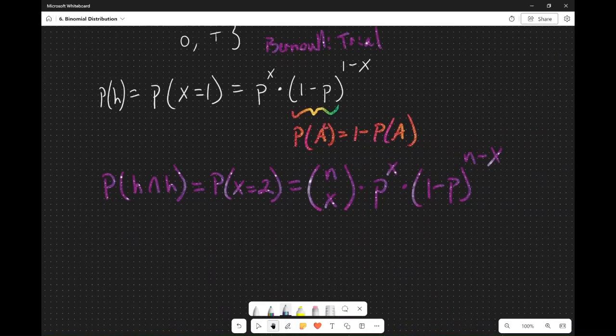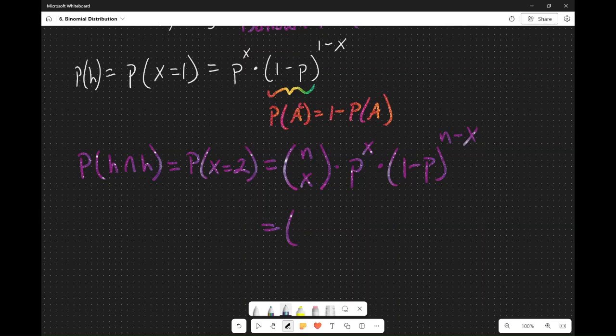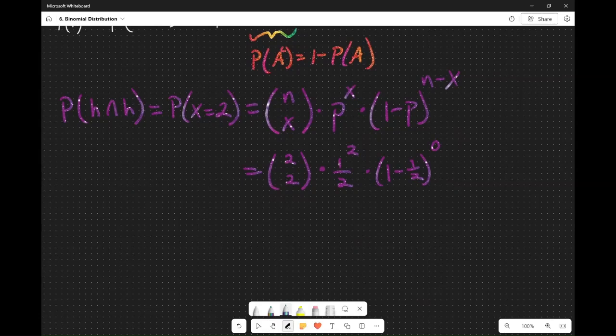And so what's happening here, I'm going to write this out, is this is going to be equal to 2 coin flips chosen 2 heads at a time, times 1/2 twice, times 1 minus 1/2 0 times. That's what happens when we're doing 2 coin flips. And n choose x will make more sense in a second. So this is equal to 1 times a quarter, right? Because this just goes to 1 and we don't even have to worry about it. Okay, so this is equal to a quarter.